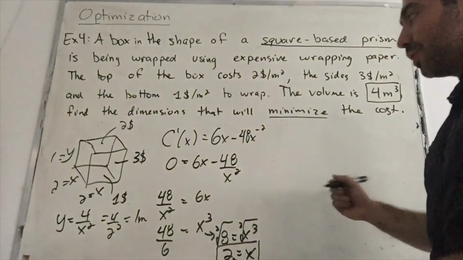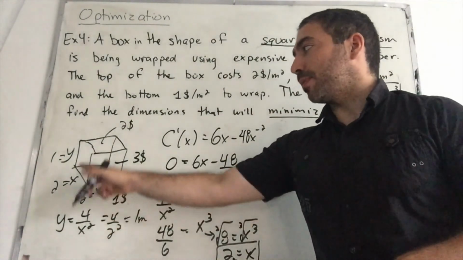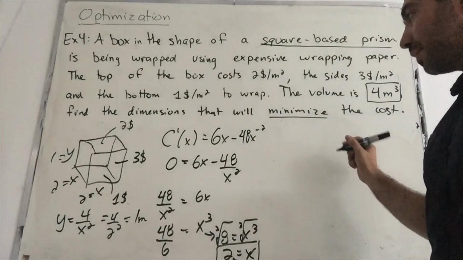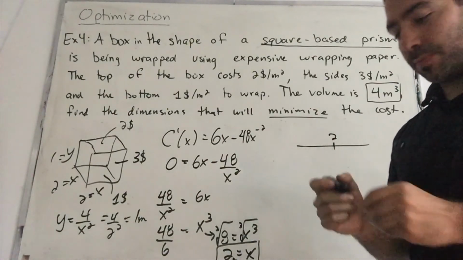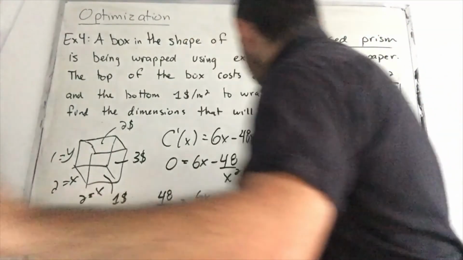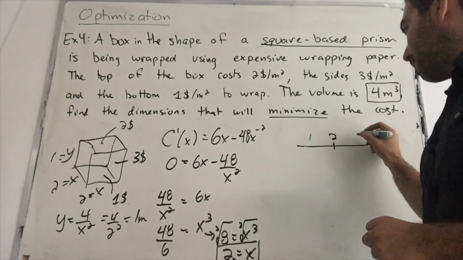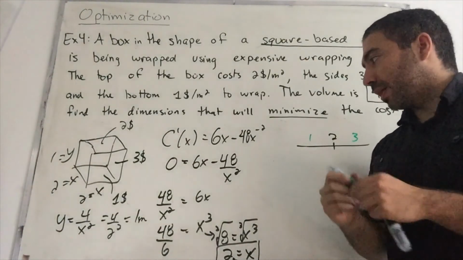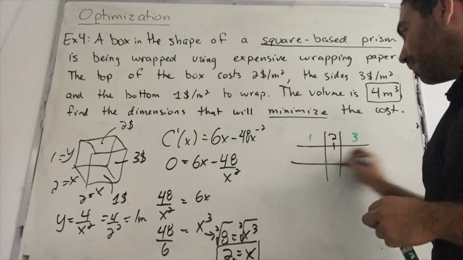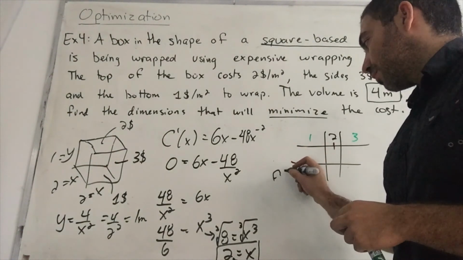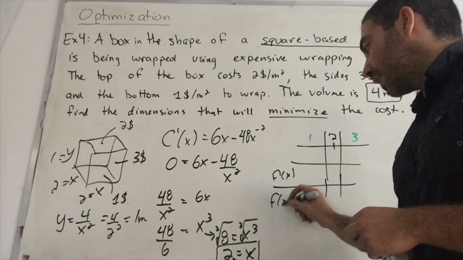So let's just go ahead and ensure that this is in fact an absolute min. This is the minimum cost. We could do that by testing values. Our critical value was 2. So let's go ahead and test points to the left and to the right of 2. So let's try 1 and let's try 3, by plugging these values into the first derivative. What does that give us on the function?